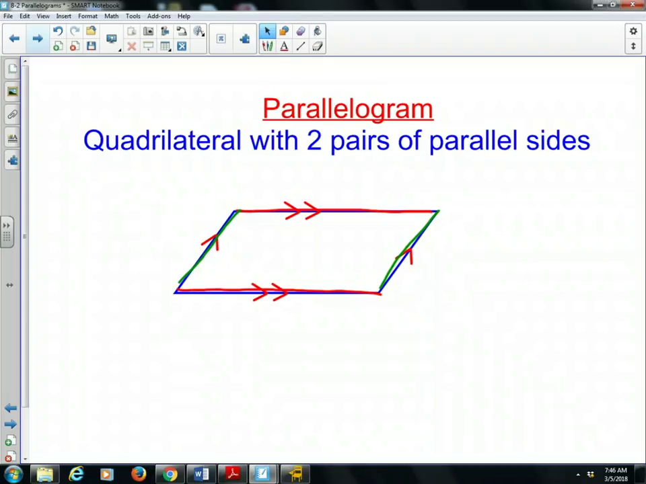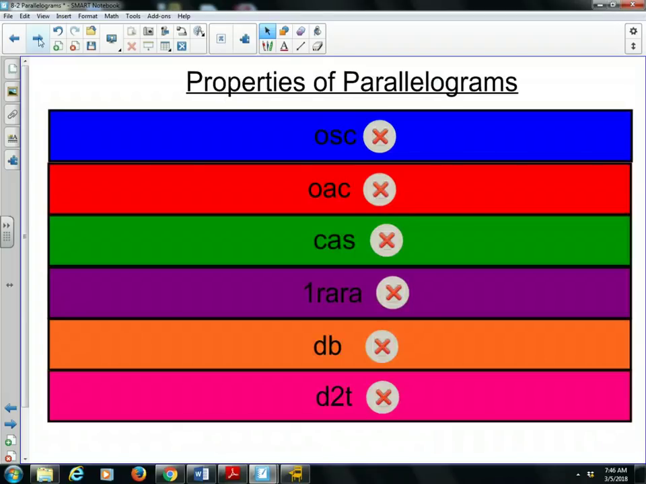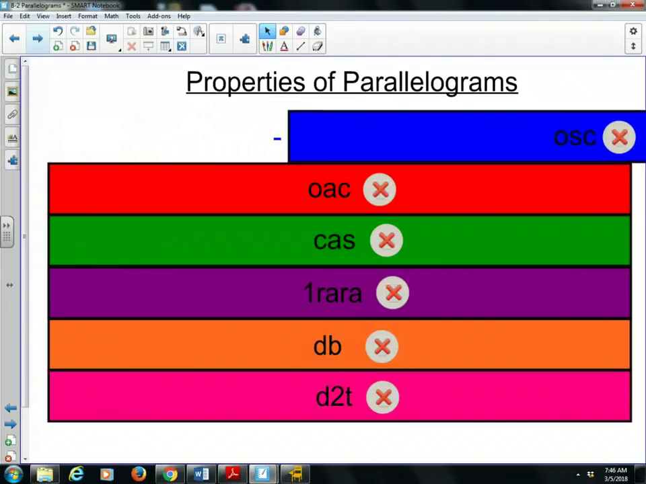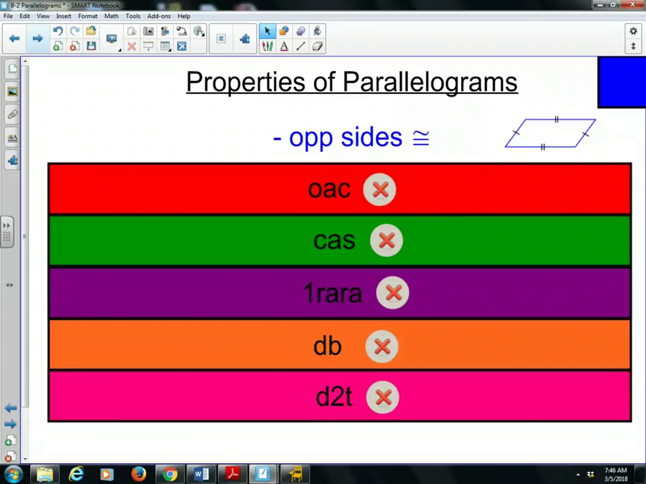There are 6 properties of parallelograms that I want you to know. Okay? A couple of these you've maybe heard before, a couple of them you haven't. In a parallelogram, the opposite sides are congruent. So if this is 7 feet, this one is 7 feet. If this one is 3x minus 4, and this one is 12x plus 17, whatever the case might be, you would set them equal to each other because the opposite sides are congruent.